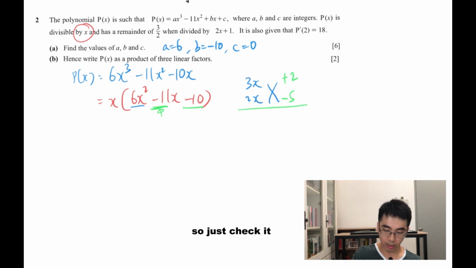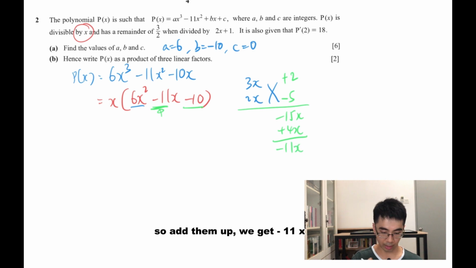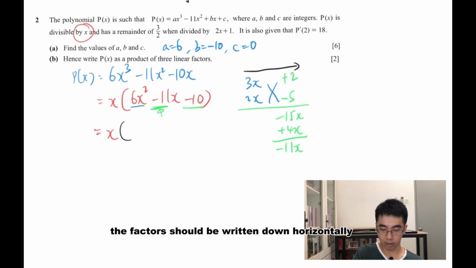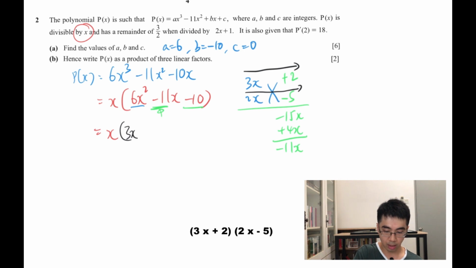So just try it. It should be like multiply it will get negative 15x, and then multiply that is positive 4x. So add them up with negative 11x. Yeah, so it is correct. So we got that it should be x times bracket. Remember, when we finish the cross method, the factor should be written down horizontally. So it should be like 3x plus 2 and 2x minus 5.